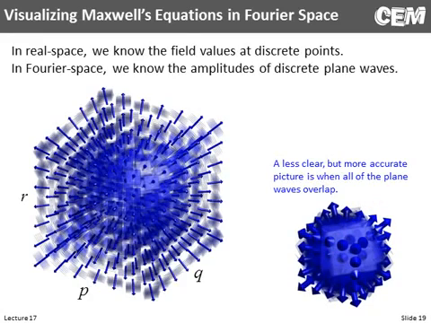Now, this big tangled mess of plane waves, to me, is rather confusing. It's maybe a clearer picture, but what we have on the left, I think, shows the full span of the wave vectors much more clearly.